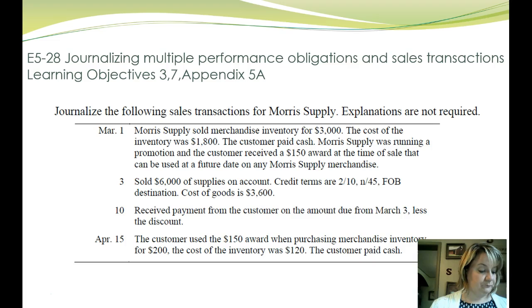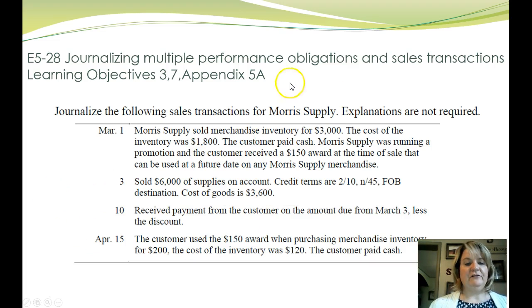The next one we're going to go over is journalizing multiple performance obligations and sales transactions, which is learning objectives 3 and 7. 3 and 7 are account for the sale of merchandise inventory using a perpetual inventory system and account for multiple performance obligations using a perpetual inventory system, Appendix 5A.